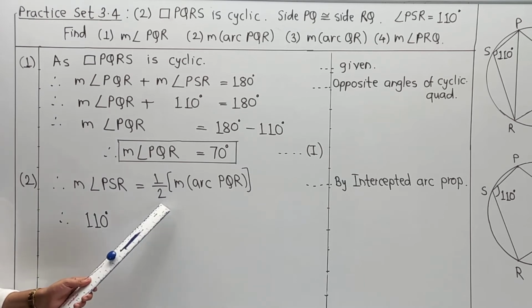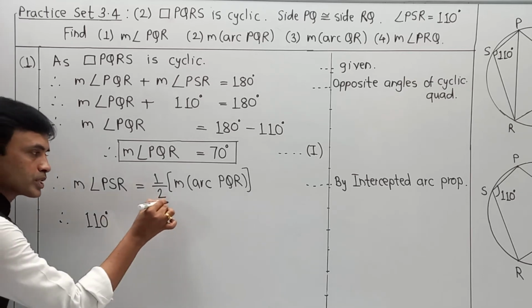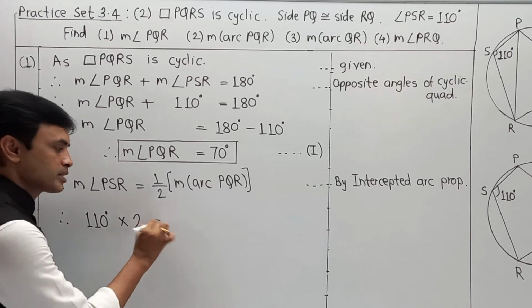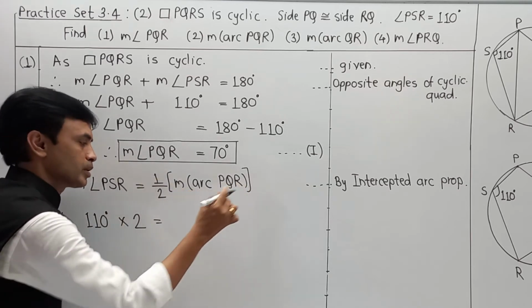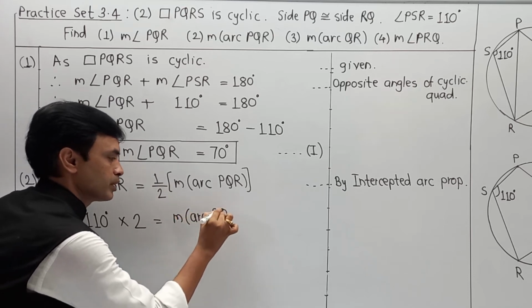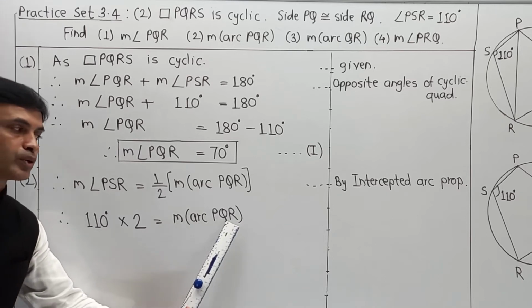Now this 2 is divided by, shifting it over here, it becomes multiply by. So this divided by 2 comes to this side and becomes multiply by 2, equal to 1 into major arc PQR. Now 110 into 2 means it becomes 220, that is nothing but major arc PQR.